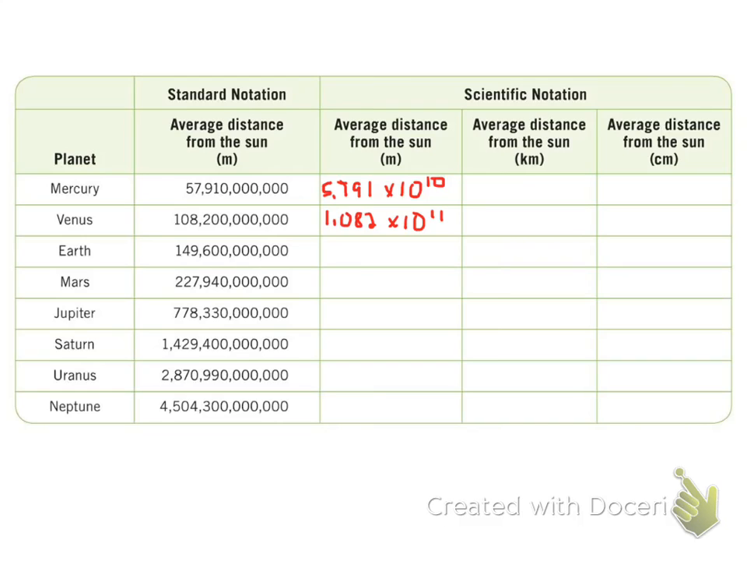What about Saturn in scientific notation? Between the 1 and the 4, so 1.4294 times 10 to the 12th power. And how about the last one, Neptune? Between the 4 and the 5, so 4.5043 times 10 to the what power? 12th power. Okay, so you can fill in the other 4 later.